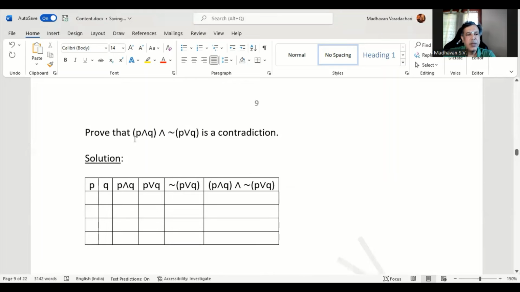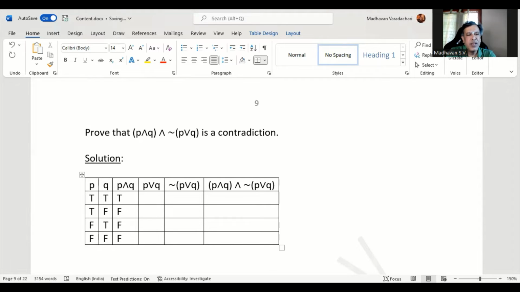Prove that P and Q and not of P or Q is a contradiction. First, let us write down all the possibilities. True, true, true and false, false and true, false and false. And means if both of them are true, then only it is true, otherwise it is false. This is true, false, false, false.